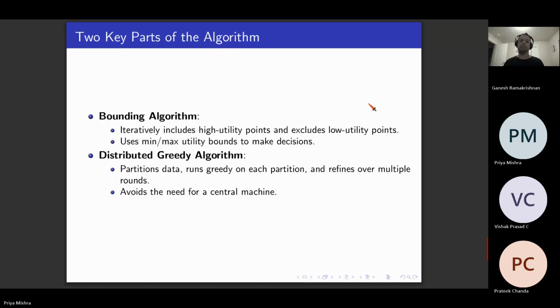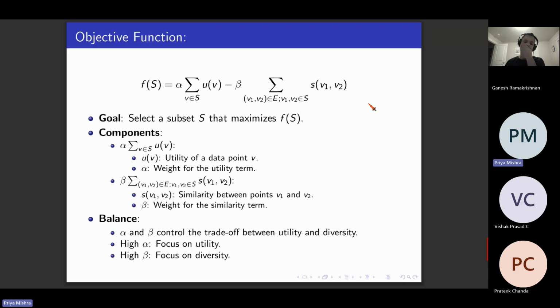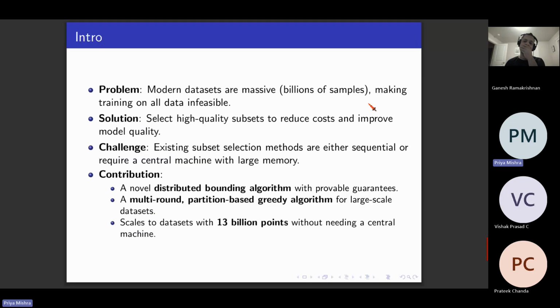And we do the bounding algorithm until the ground set and the subset converge. I mean, there can be possible changes after that. Okay, fine.